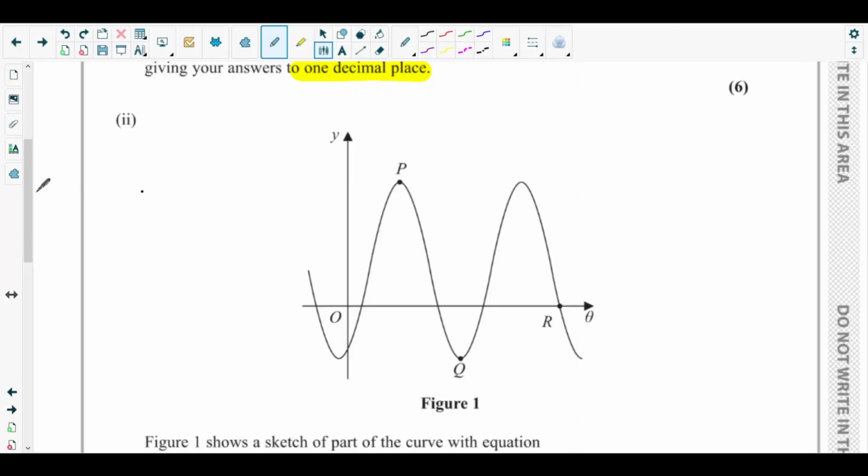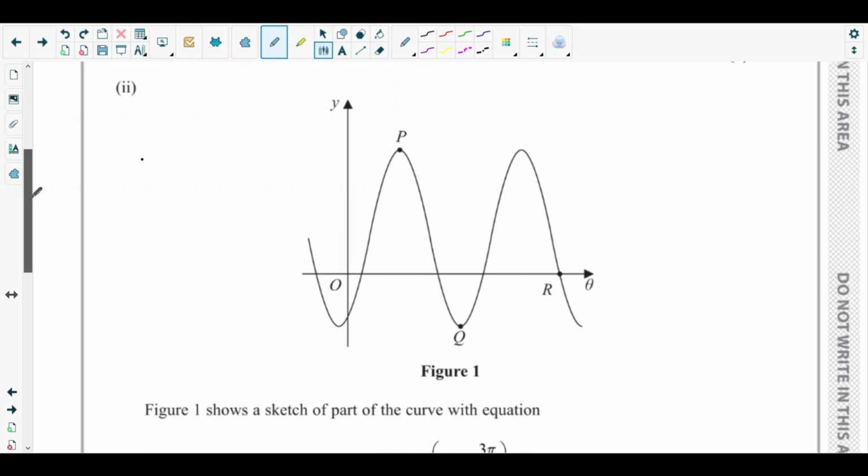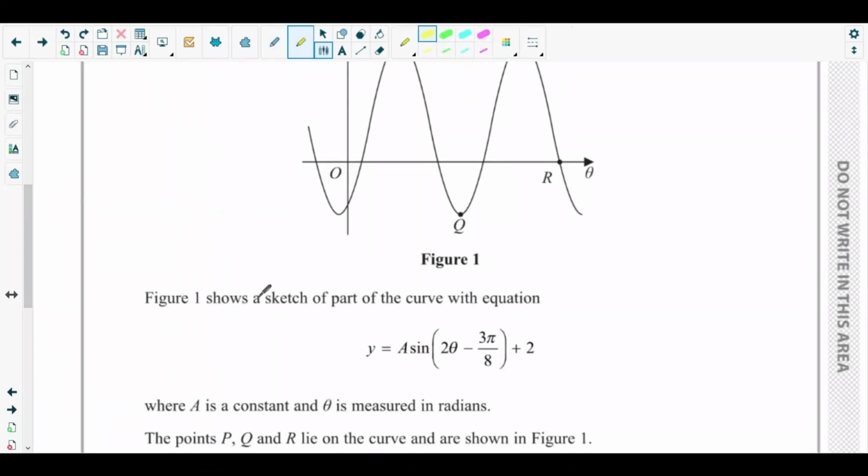Okay, next is part 2. So in part 2, right at first you can see a figure 1. Figure 1 shows a sketch of part of the curve with equation y equals a sin(2θ − 3π/8) + 2.